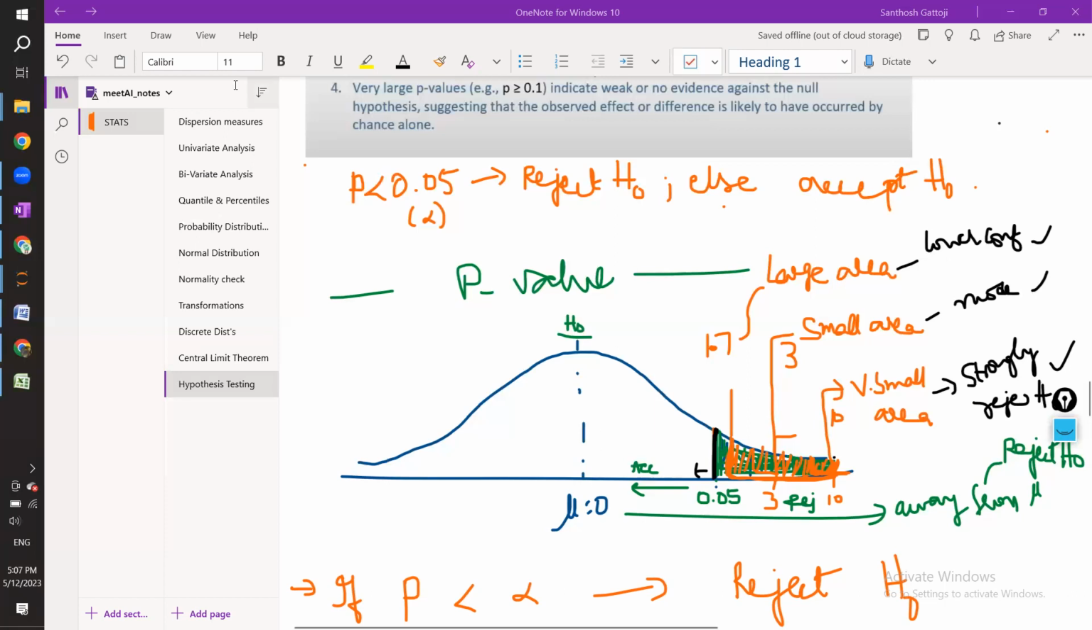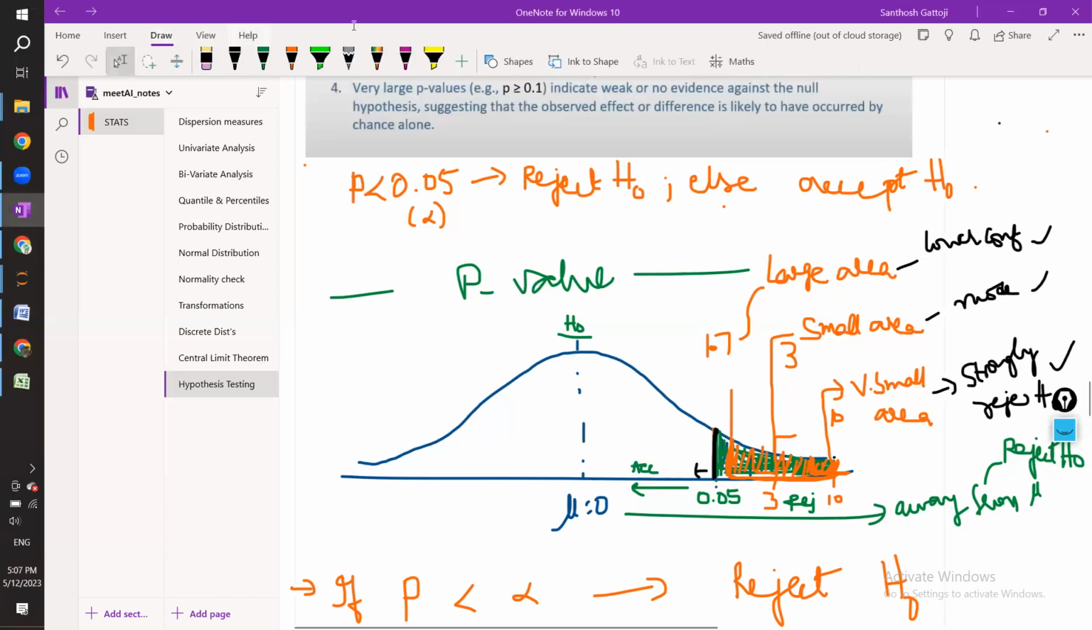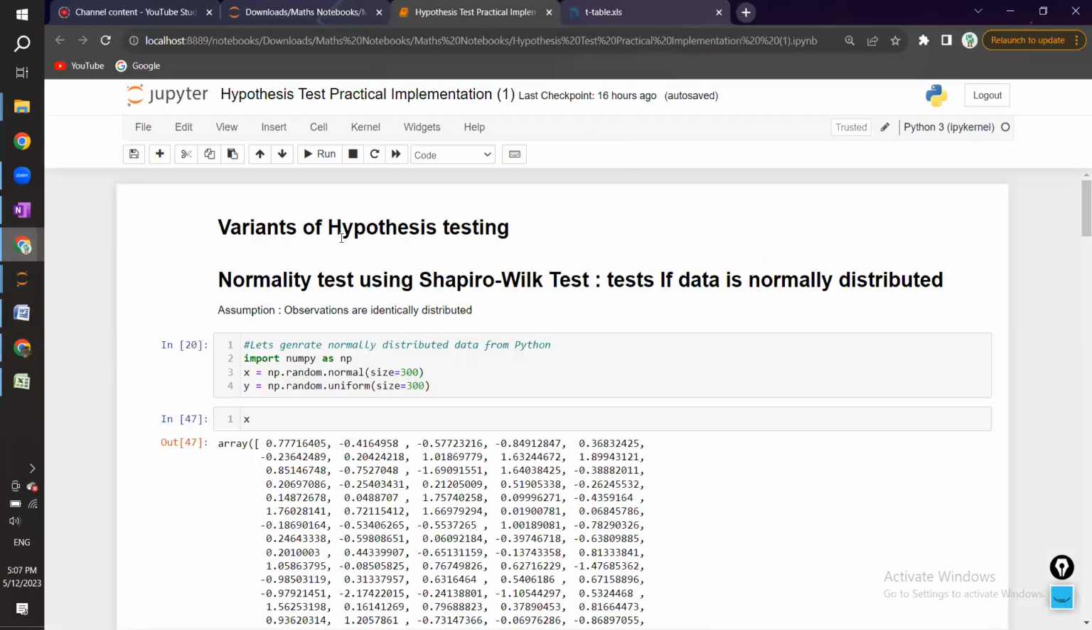Fine. So I hope this is what we have studied. Any doubts on p-value? No, Santosh. Okay, fine. So now we will see how you can use p-value, in which scenarios you can use it. Quickly, I will show an example.